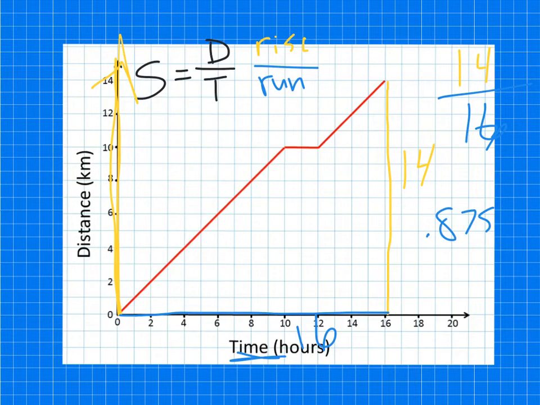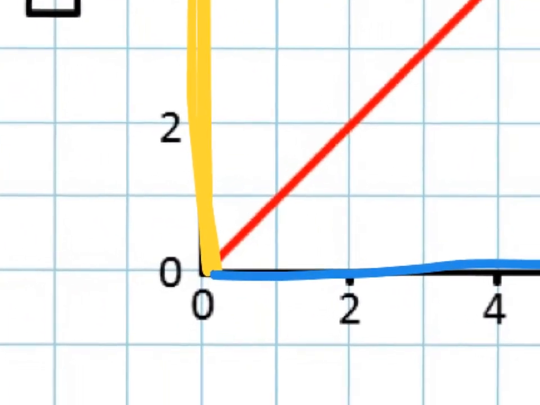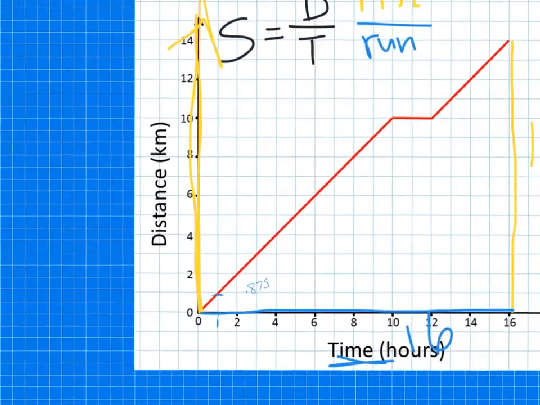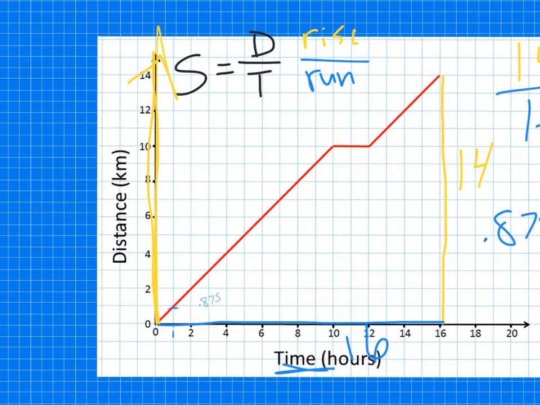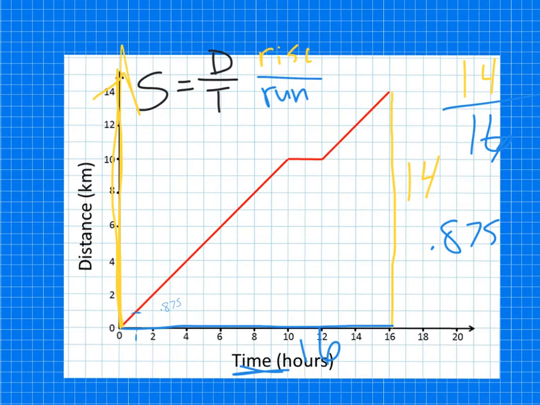If I were to go over to my time here, and we said that this is 1 hour, every 1 hour on average, they should be going about 0.875 kilometers per hour. You'll notice it's not quite 1, but it's close to it, so that it is accurate with this graph. I hope that's clicking for some of you. Otherwise, we've got a lot of time for you to get it.